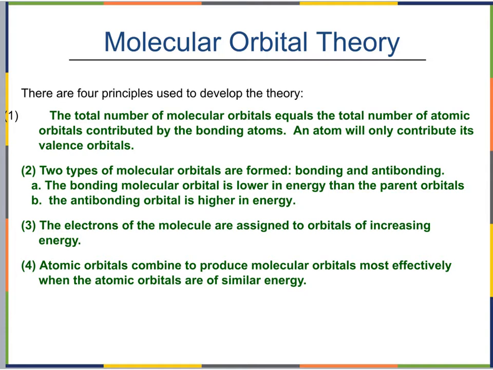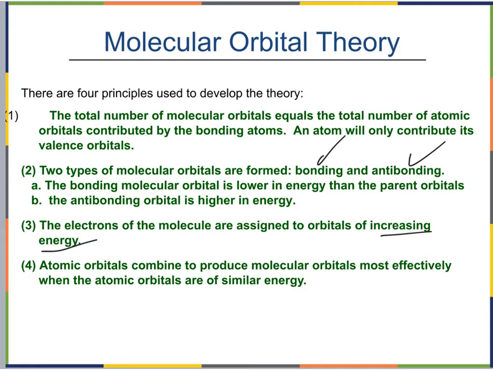There are going to be two types of molecular orbitals formed. One is a bonding orbital, and one is an antibonding orbital. The bonding orbital is going to be a lower energy orbital, and the antibonding is going to be a higher energy orbital. The electrons, in much the same way as we fill electrons in the atomic orbitals, are filled in order of increasing energy. We go from lowest energy to highest energy, and we pair them up only when we absolutely have to.